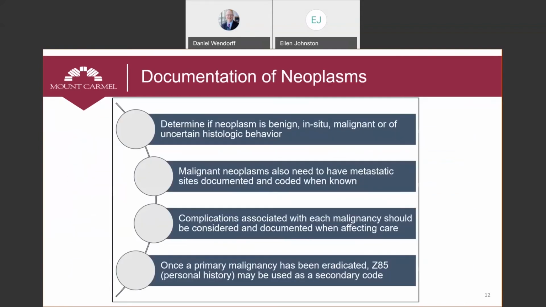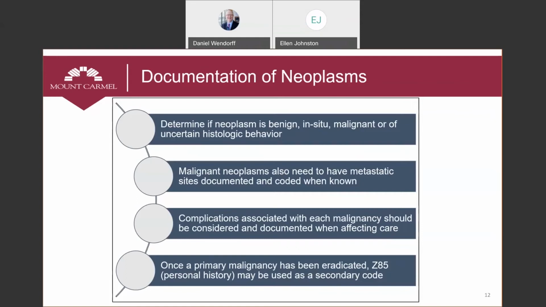It's important to be as accurate as possible in medical record documentation, as well as the diagnosis codes that are selected. By choosing the most accurate and specific code, healthcare professionals are able to fully express the patient's burden of illness. First, determine if a neoplasm is benign, in situ, malignant, or uncertain. Malignant neoplasms with metastases should have their metastatic sites coded. Once a primary malignancy has been eradicated, Z85, the personal history of malignant neoplasm, may be used as a secondary code.